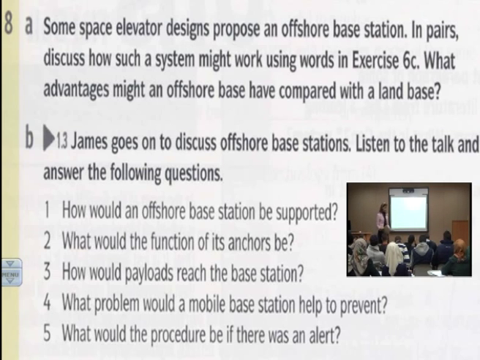What advantages, underline the word advantages, it's a very important word for you, might an offshore base have compared with a land base? So there is an antonym here.